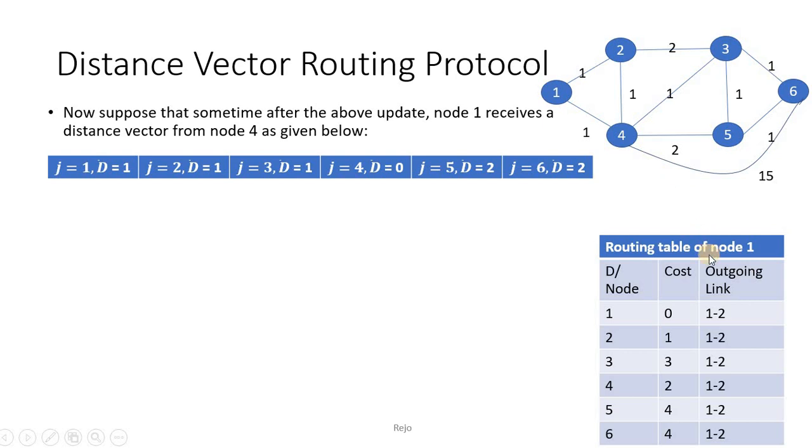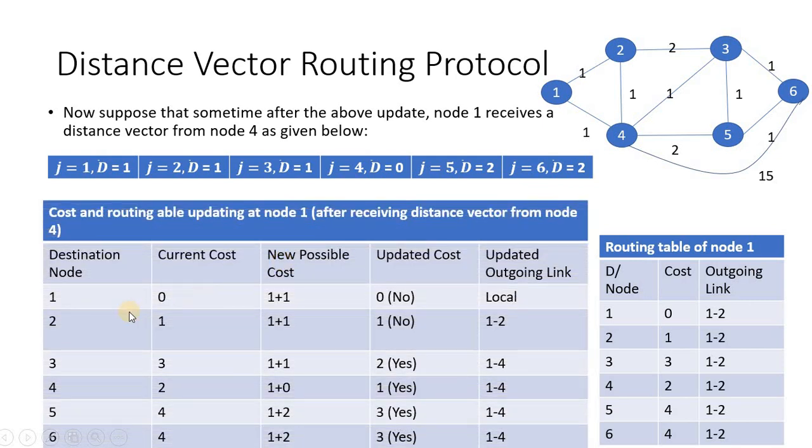Already we have node 1's routing table. Based on these two computations, the comparison should be taken and another path will be established here. So for node 1, there is no path change here. This has parameters: destination node, current cost, new possible cost, and updated outgoing link. This is the new routing table now. The destination node will be each and every node in the network, and the current cost is whatever we have received from node 2.